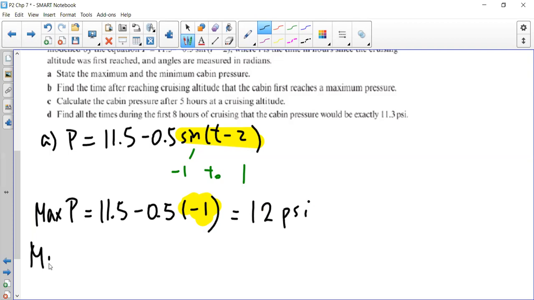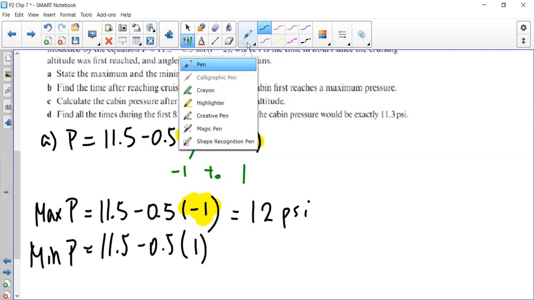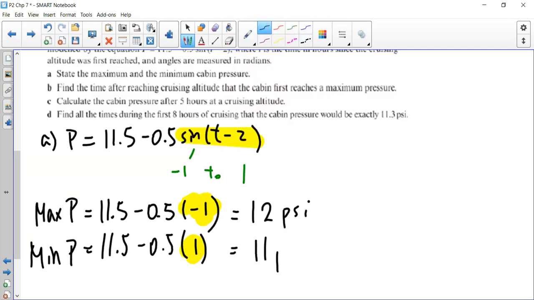And the minimum P equals 11.5 minus 0.5 times 1. So I substitute 1 into the highlighted part, which is 11 PSI. So the minimum is 11, maximum is 12.